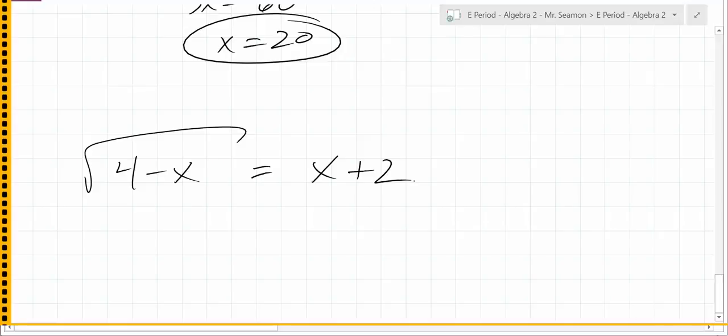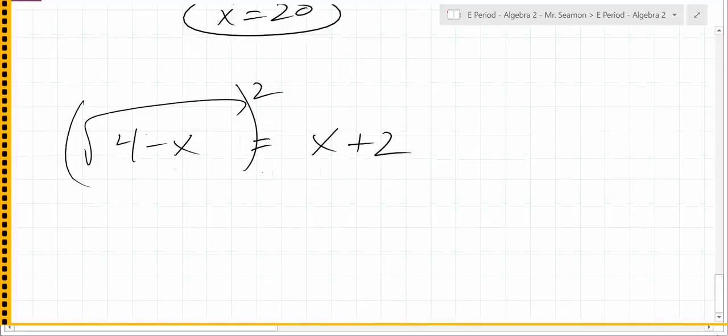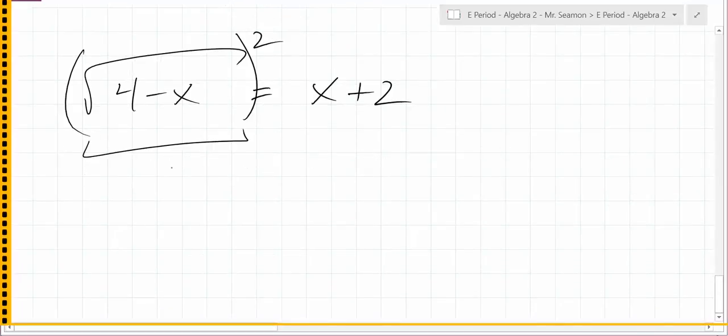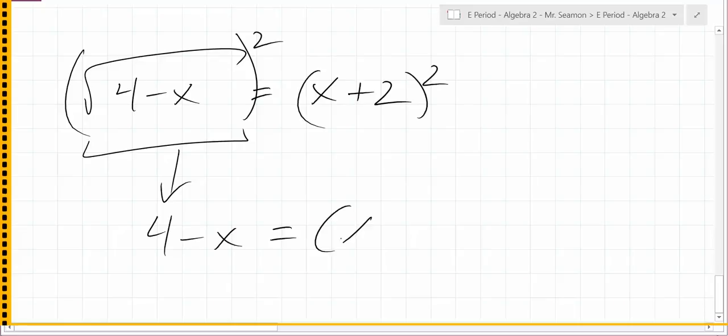You have to square, say it with me, both sides. Ready on the count of 3. 1, 2, 3. Both sides. Can you square individual elements? No. So if I square this side, what does this side become? Yeah, 4 minus x. You have to square both sides.